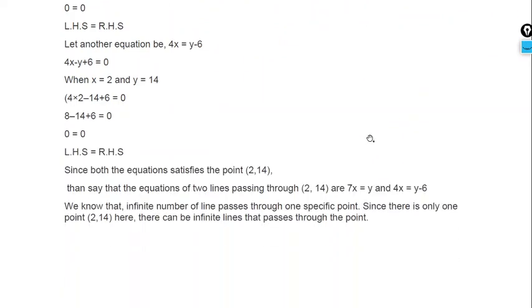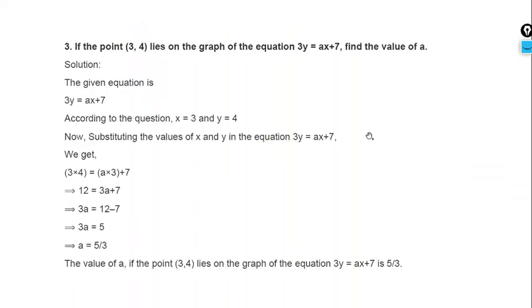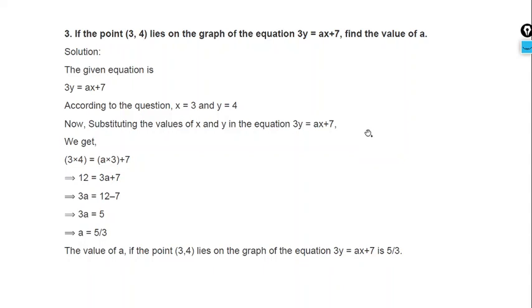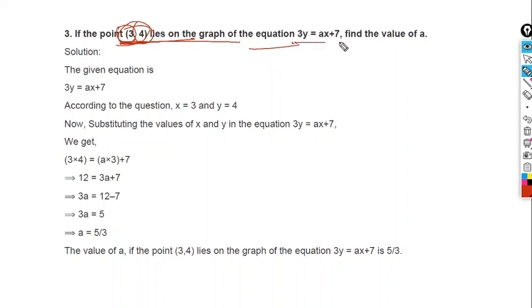Now we will move to another question. Question number 3. If the point (3, 4) lies on the graph of the equation 3y equal to ax plus 7, find the value of a. Very easy. So let's start. Here it is given the point (3, 4), that means x equal to 3, y equal to 4 is lying on the graph of the equation 3y equal to ax plus 7.